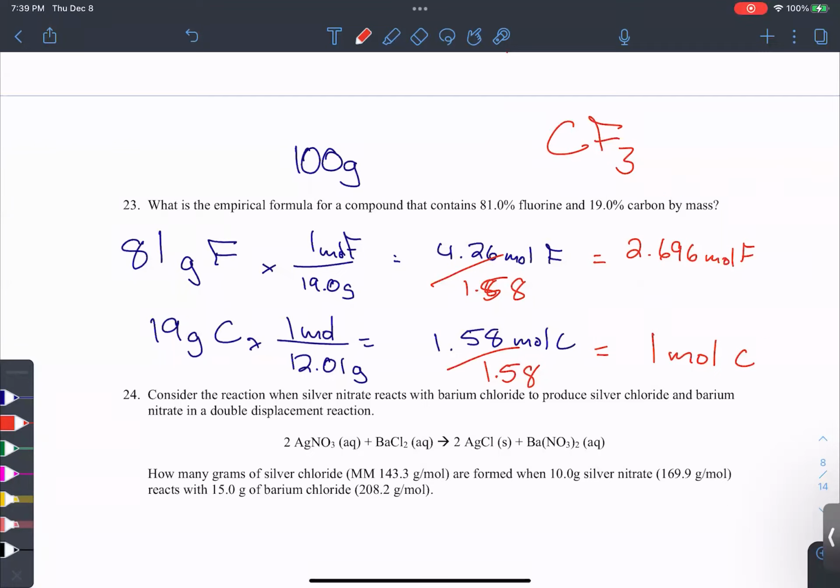I need to multiply by some number to get rid of that fraction. So I just squint my eyes and think, okay, 0.69, that's really close to 0.66, which is 2/3. So if I multiply by 3, I can get rid of that. And so what I mean by multiply by 3, we multiply both of them by 3. So 2.69 times 3 is 8. And 1 times 3 is 3. So there's 3 carbons and 8 fluorines, so it's C3F8. Okay, it's propane, but all of the hydrogens are replaced with fluorines instead.